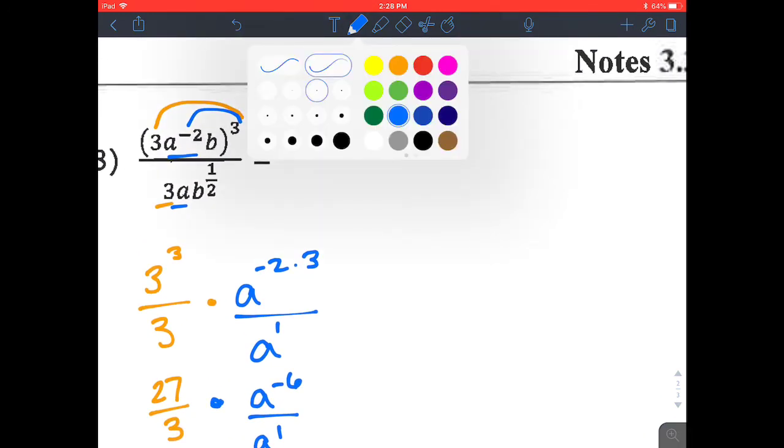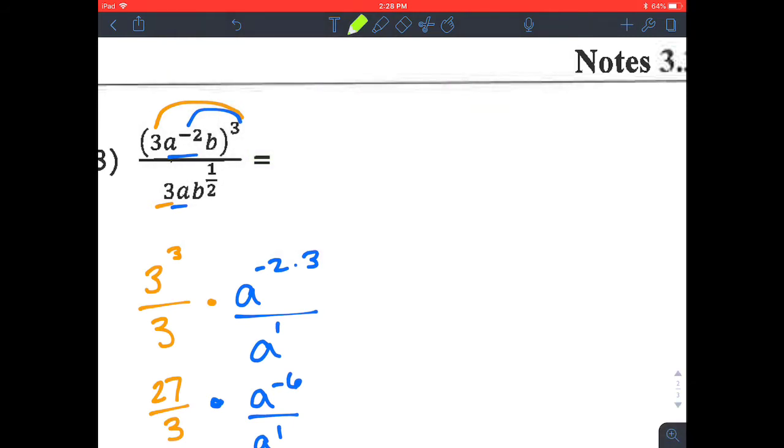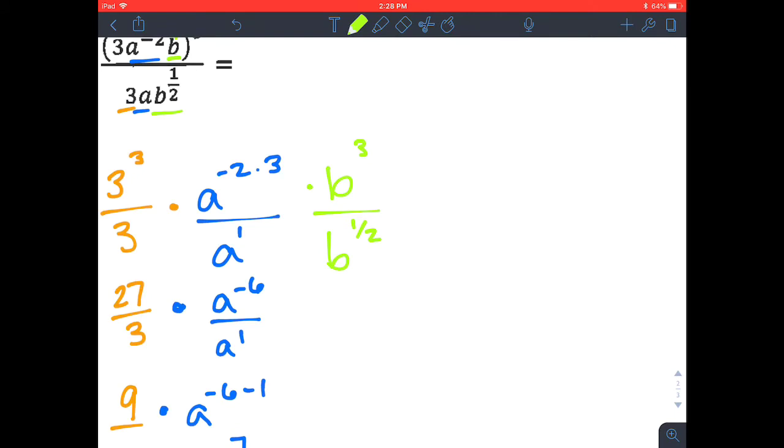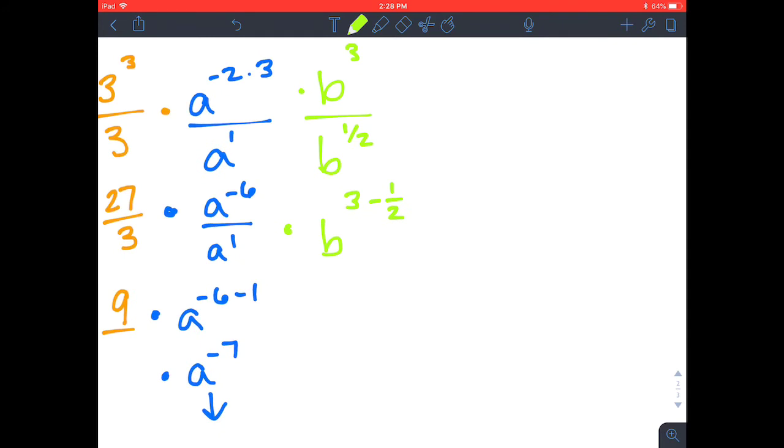So then I'm going to go on to my B's. I've got B to the third power, because that 3x when it comes through, over B to the 1/2 power. If they're dividing powers, what do I do to the exponents? Subtract. So this is 3 minus 1/2. So I'm going to type that in my calculator because I don't want to get it wrong. And that's going to give me B to the 5/2 power. We're just going to sit on top of the fraction bar.